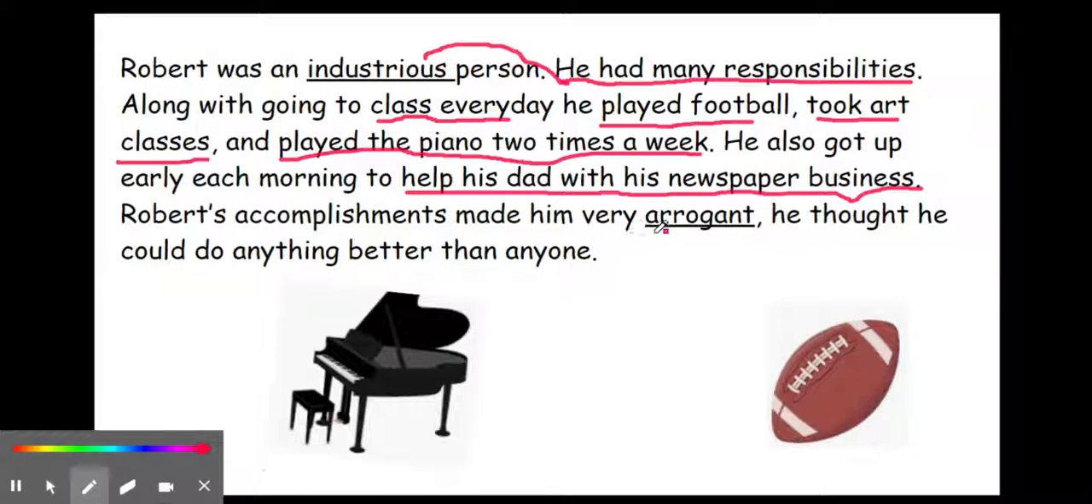Let's also think about the word arrogant. Robert's accomplishments made him very arrogant. He thought he could do anything better than anyone. This sentence gives us an example or explanation for what arrogant means.